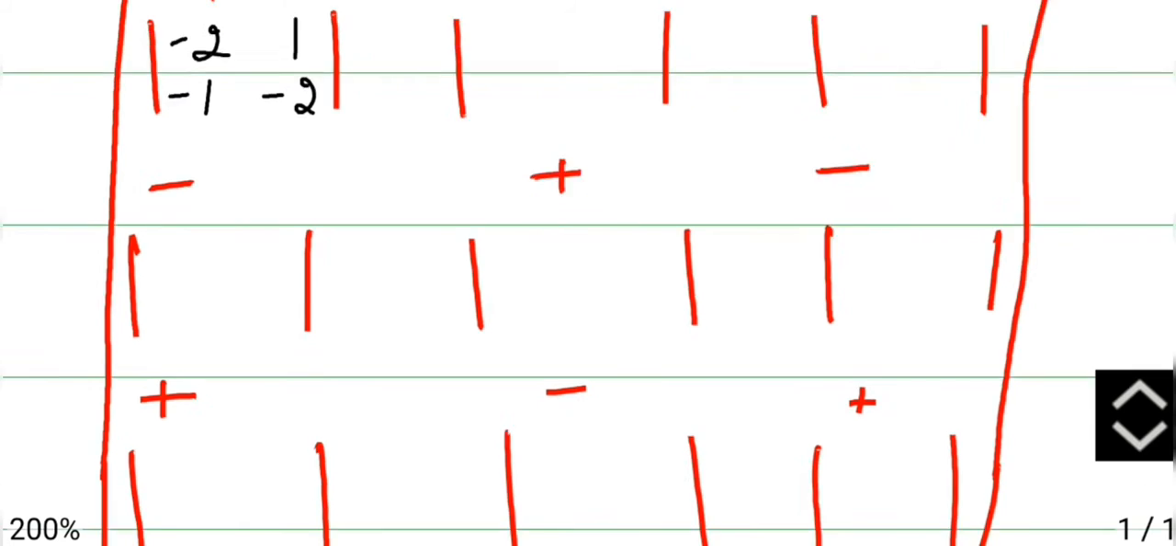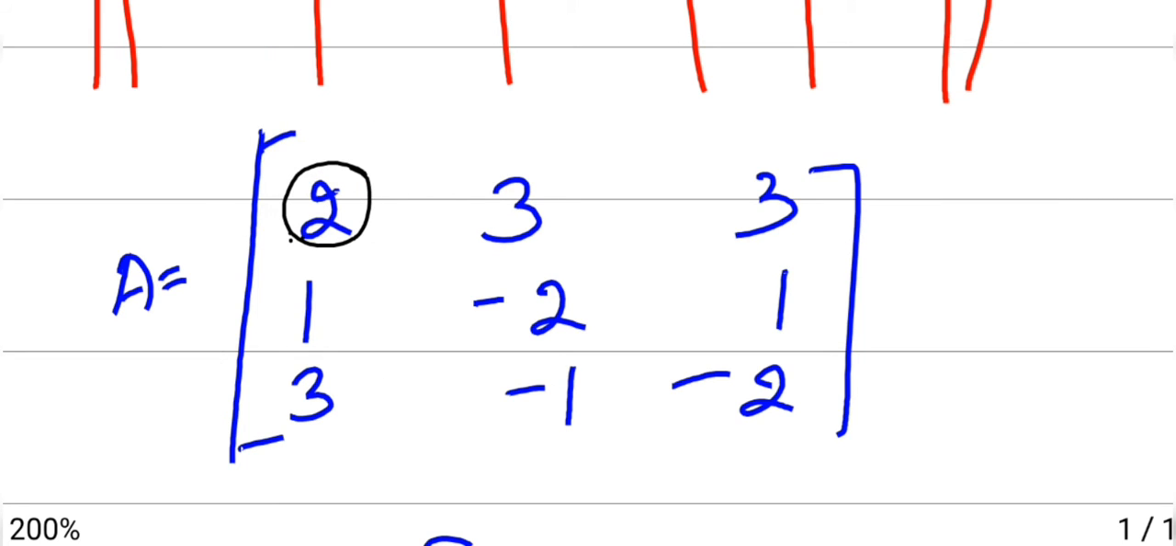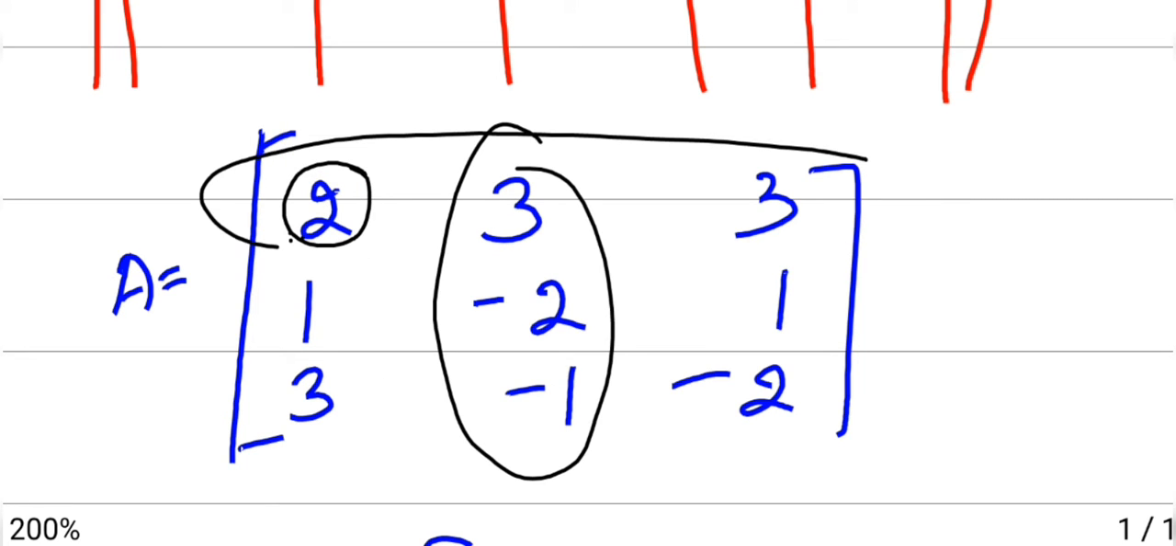Then next, if I am taking 3, so I will get 1, 1, 3, minus 2.